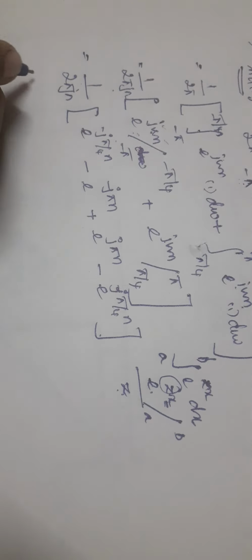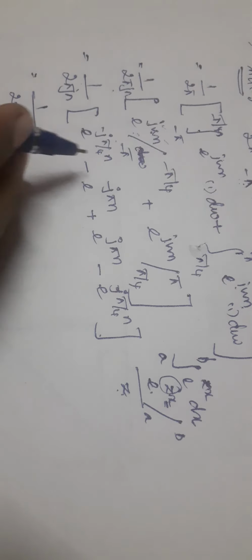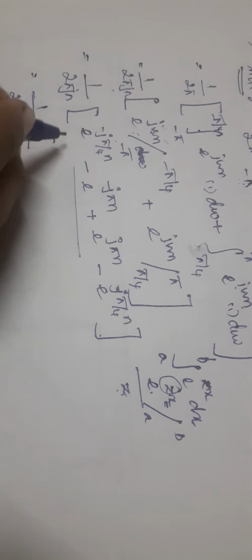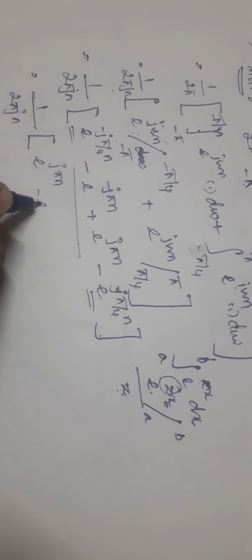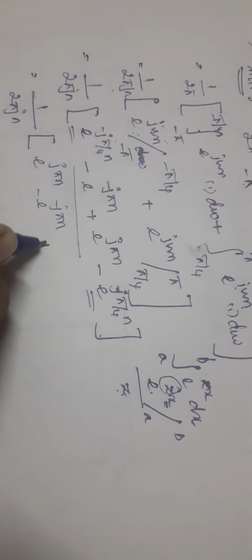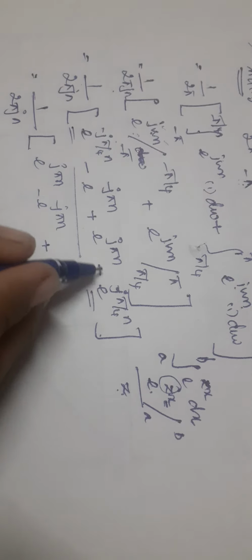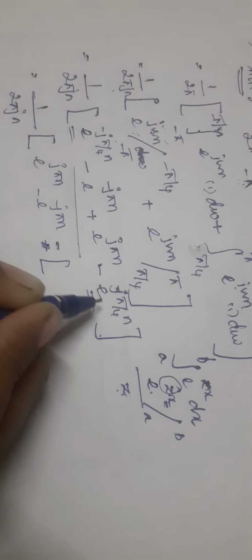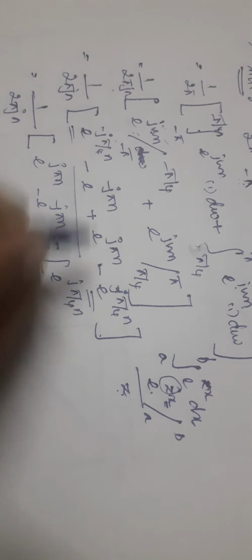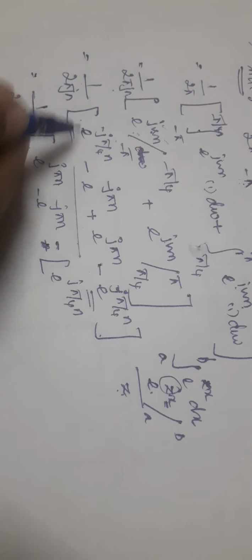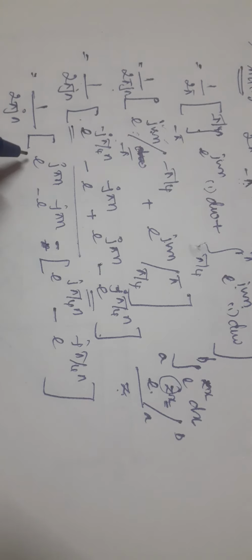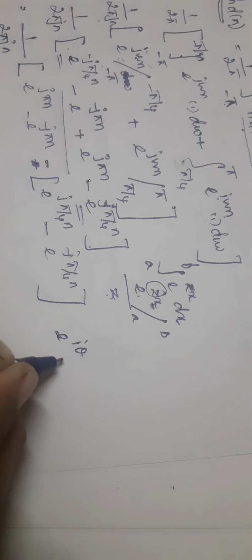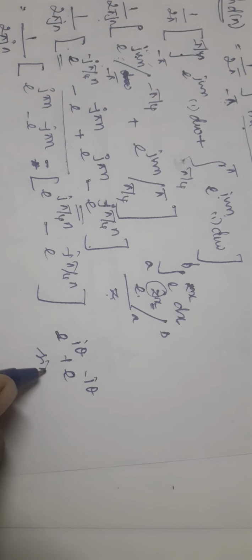Then 1/(2π jn) times, with these terms as common, take e^{jπn} minus e^{-jπn}, plus, taking the minus as common here, e^{jπn/4} minus e^{-jπn/4}. So if we have the formula e^{jθ} minus e^{-jθ} divided by 2j equal to sin θ.